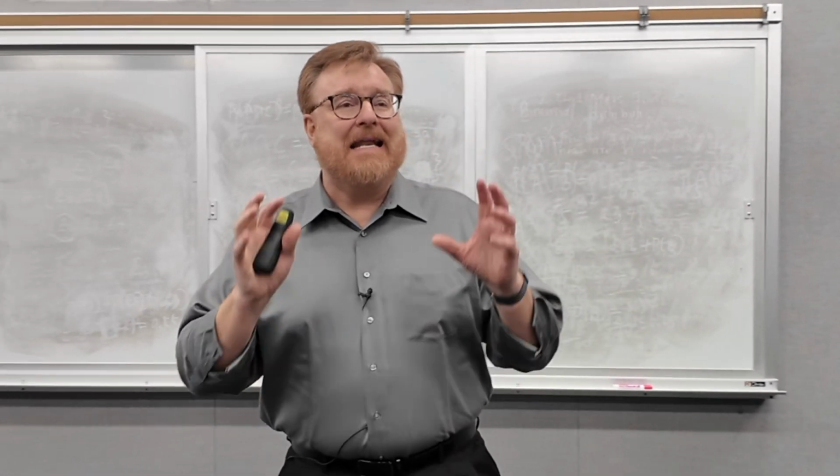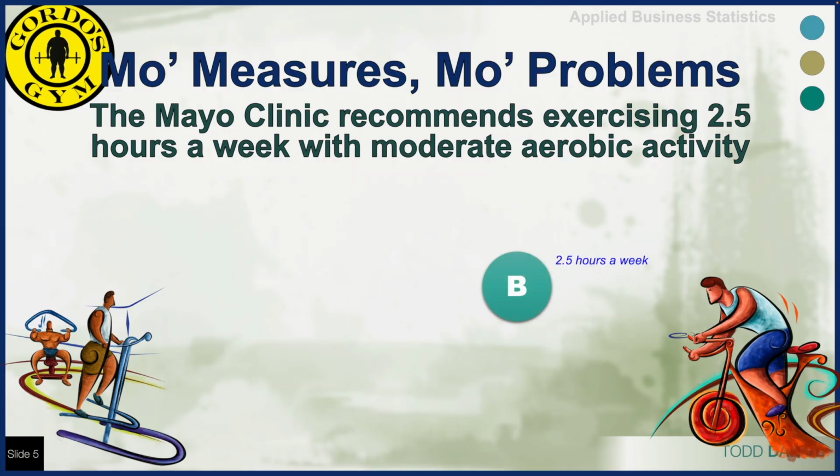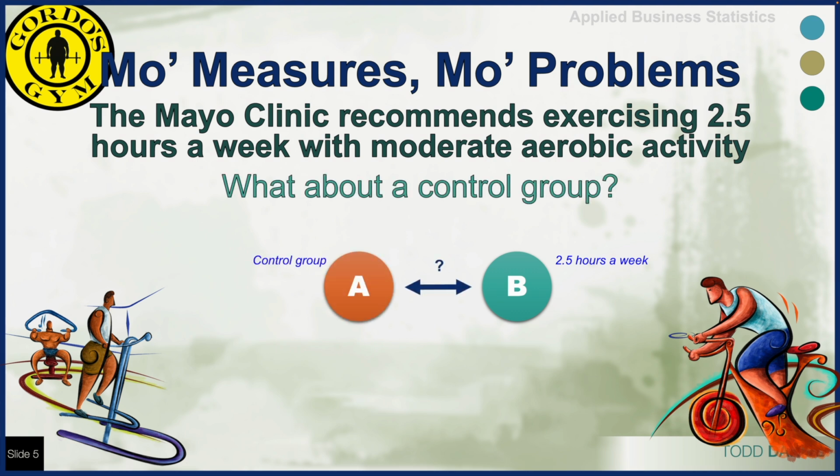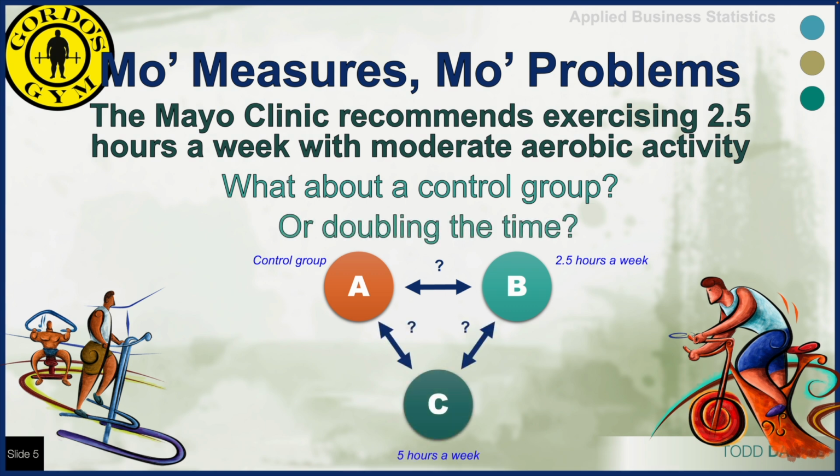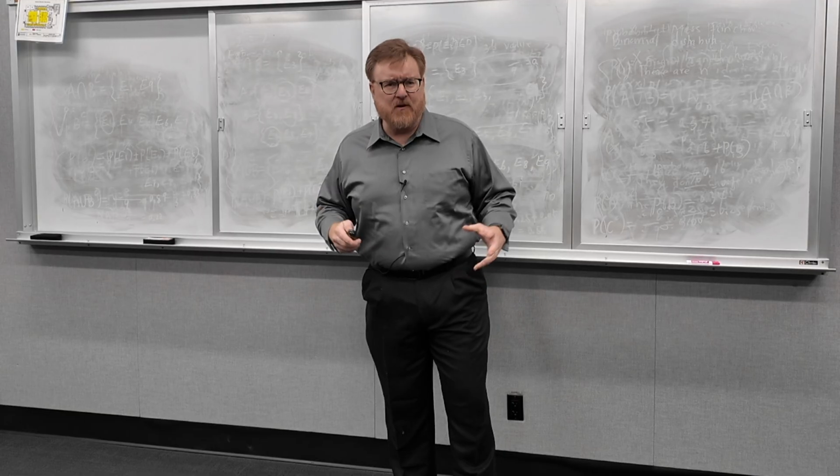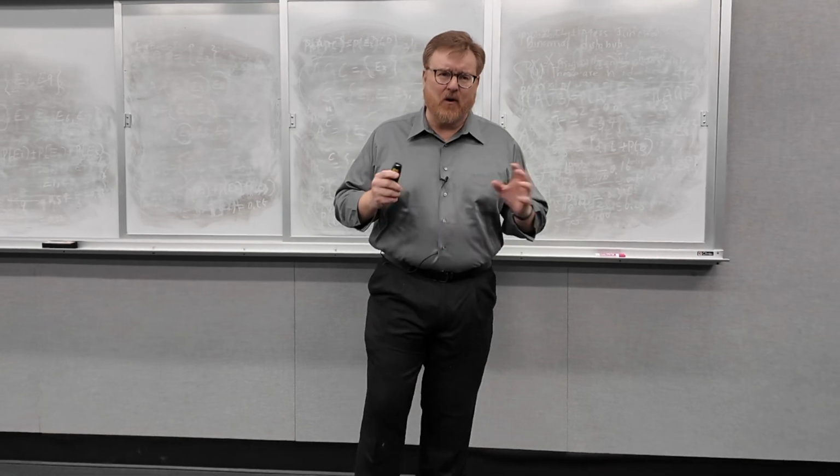So if I give you an example like this, the Mayo Clinic recommends exercising 2.5 hours per week with moderate aerobic activity. That's for optimal health. And I want you to compare that to a control group. Well, that's easy. You know how to do that. You've got a t-test. But I'm also interested in whether doubling the time from 2.5 to 5 hours per week is better than the control group, but also is it better than just exercising 2.5 hours per week? Now I have three groups and three comparisons. So what would you do?